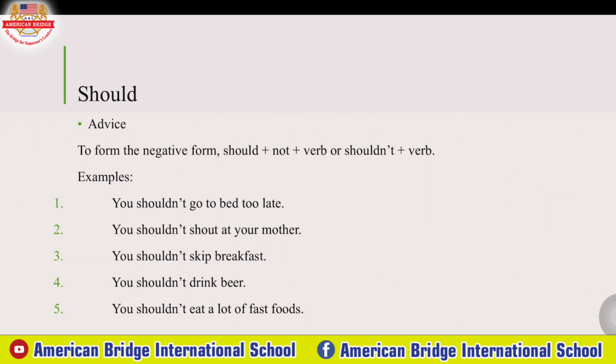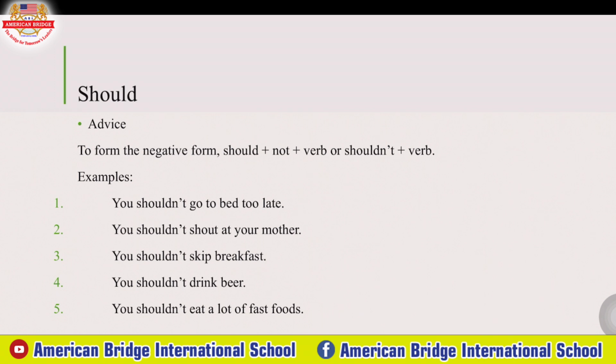2. You shouldn't shout at your mother, because your mother is the one who gave you birth, and you should respect her. And that's why you should not shout at your mother, right? 3. You shouldn't skip breakfast. Yeah, as we know that breakfast is really important, so that's why we shouldn't skip it.